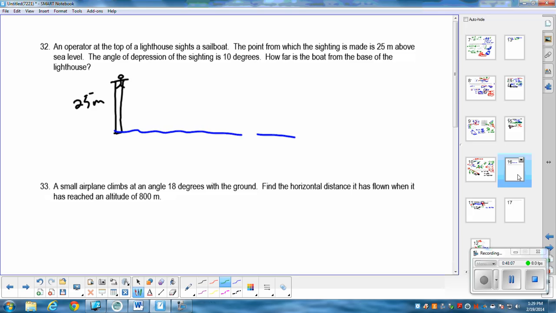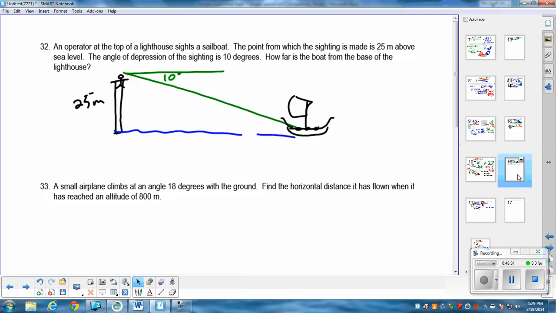The angle of depression, which means from horizontal, is a 10-degree angle. And he sees a boat, which in this case is a Viking ship. How far is the boat from the base of the lighthouse? We're looking for that. Keep in mind that the angle of depression is the same as the angle of elevation. We could ask the exact same problem, saying the angle of elevation from the boat to see the dude in the lighthouse is 10 degrees.